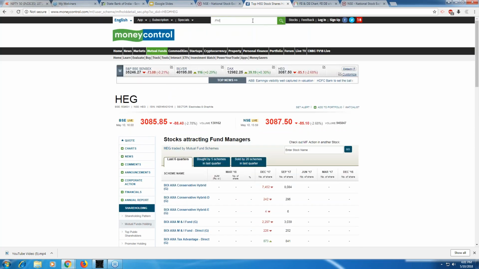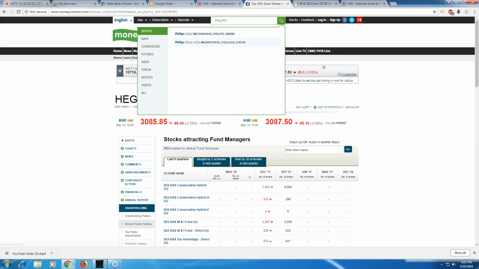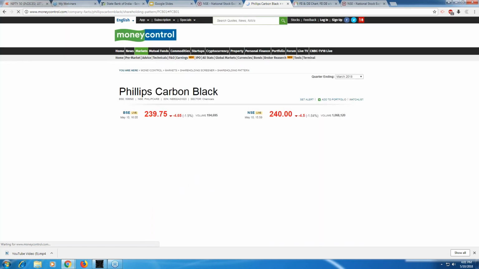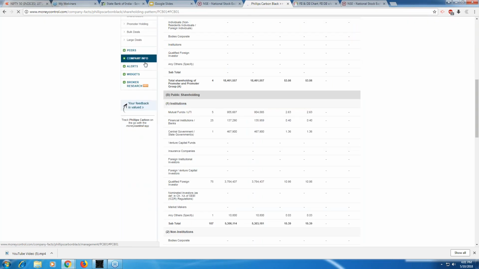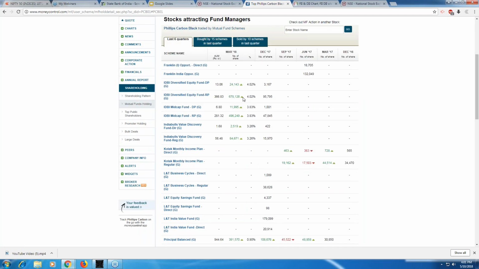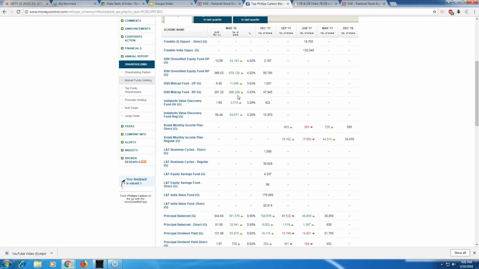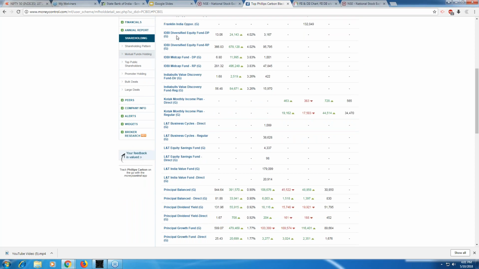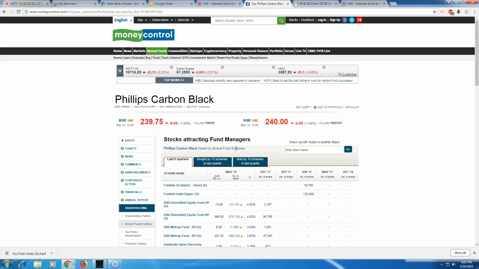Philips Carbon. You look into Philips Carbon here. Go to the shareholding patterns, then you go to the mutual funds, and you will see beautifully that all of them are slowly, gradually increasing their stake in this particular stock. In the latest quarter, they have all increased. So many mutual funds have increased their stake in this stock. That makes it clear they believe the stock holds a great future.